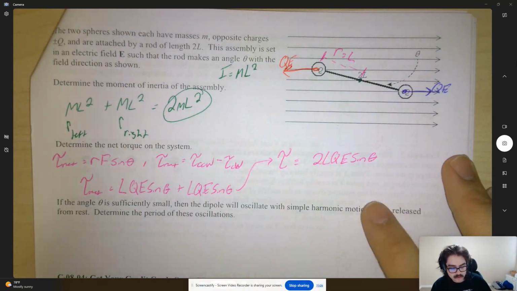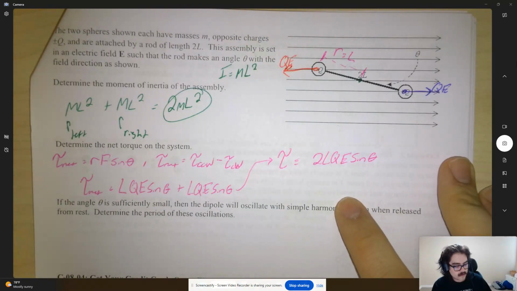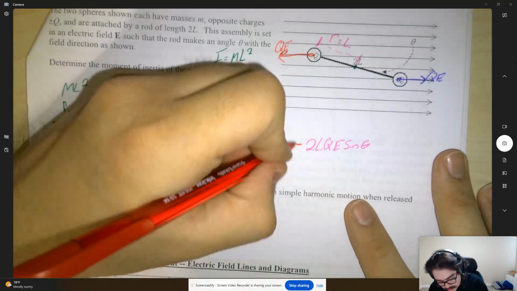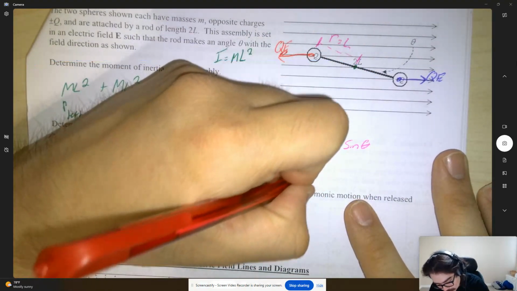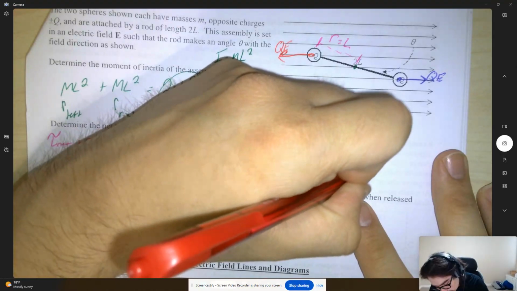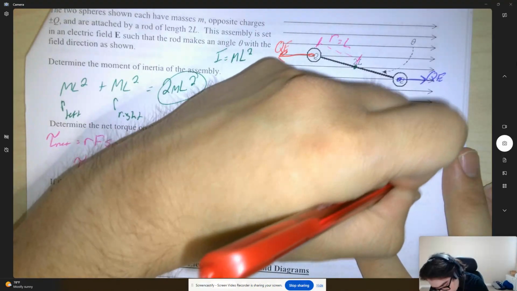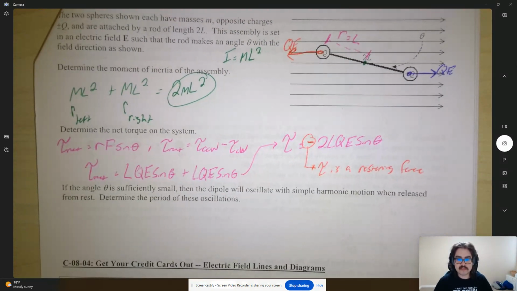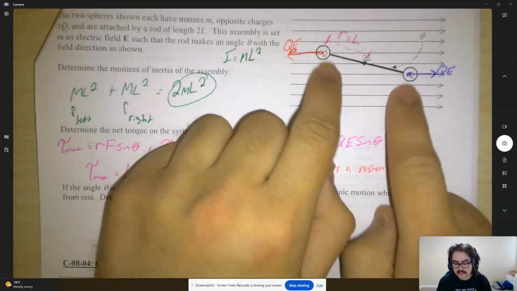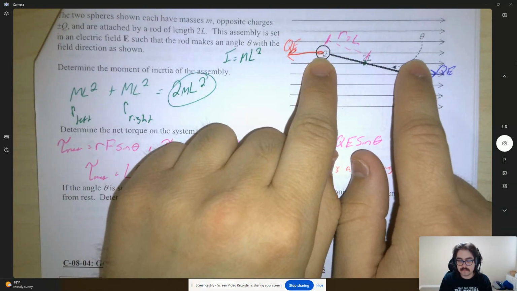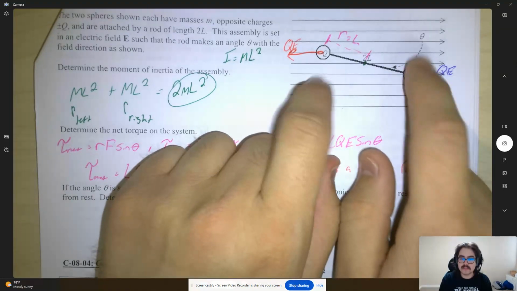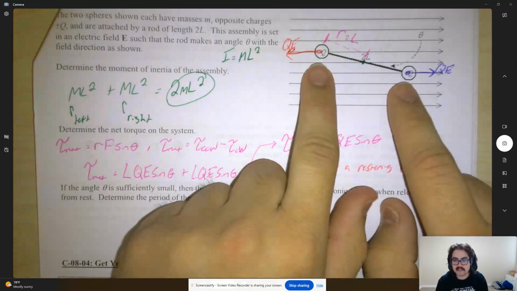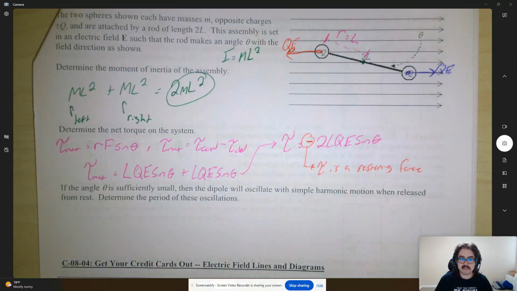Now here's something important to note. I actually do need to throw on a negative here. Why am I throwing on this negative? It's because the torque is a restoring force, like spring force in an oscillation. When the dipole rotates past horizontal, the torque now acts opposite the motion to bring it back to the center. It's trying to get this to be completely horizontal, but it's going to keep oscillating.